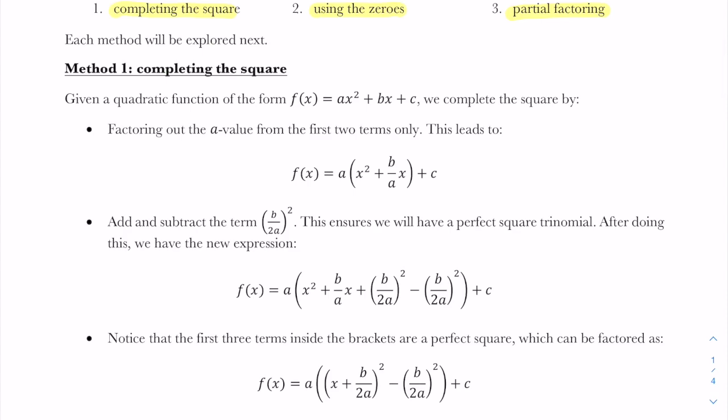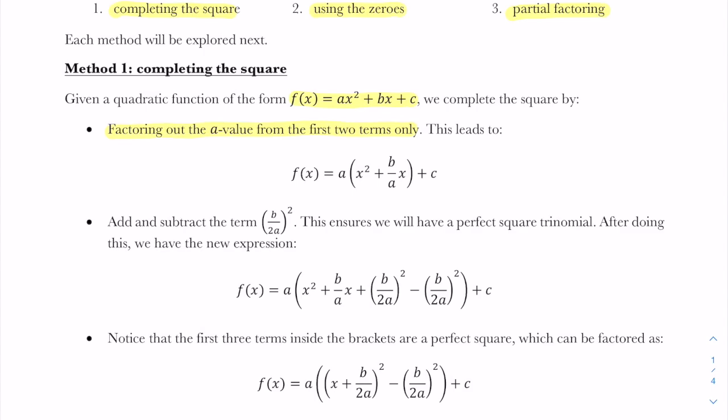First up, we have completing the square. We're going to begin with a quadratic function in standard form. F of x equals ax squared plus bx plus c. Here is the recipe for completing the square. The first step to completing the square is to factor out the a value, but only from the first 2 terms, and this is shown below.